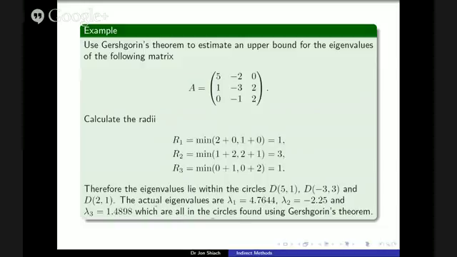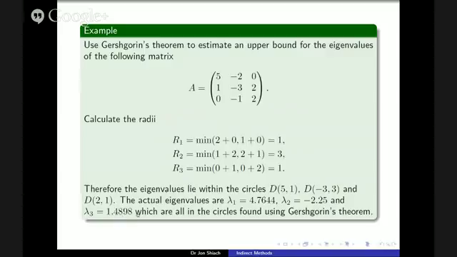So the actual eigenvalues, well, lambda 1 was 4.7644. That's within this circle. If we're only looking at the real numbers, centered at 5, radius of 1, it can be in the range 4 to 6 along the real number line. So that's within that range. Second circle, centered at minus 3, radius of 3, so that can be anywhere between minus 6 and 0, which is minus 2.25. And the third circle, centered at 2, radius of 1, so anywhere between 1 and 3. So that gives me that eigenvalue.